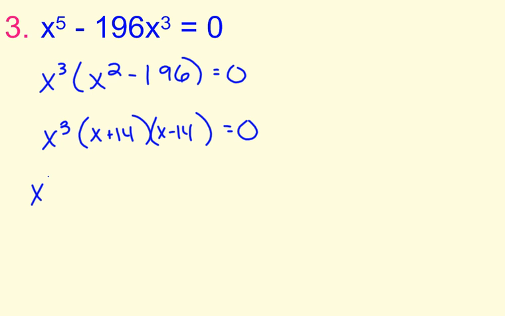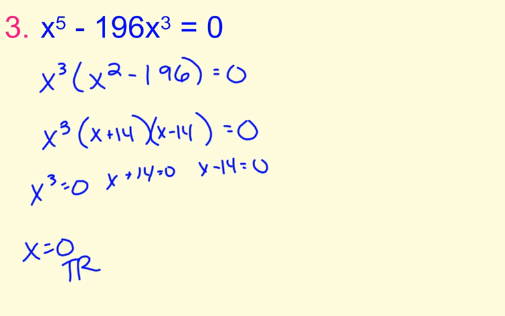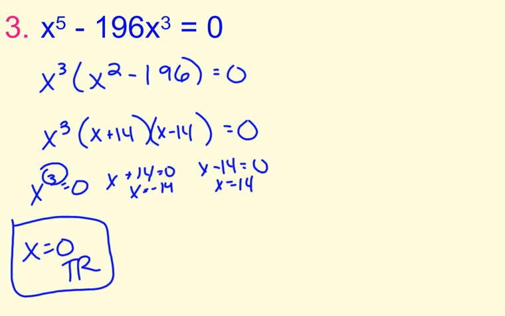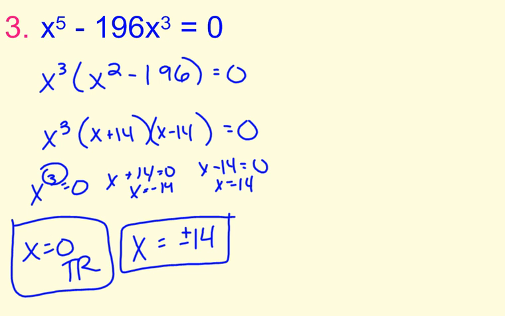So now I have x cubed equals 0, x plus 14 equals 0, x minus 14 equals 0. So we get x to be 0 as a triple root again, because we had 3 roots there. And then we're going to get negative 14 here, right? And positive 14. And because we like to be fancy, we're going to probably write that as plus or minus 14. You don't have to, but that's a more concise way to write it. So if you want to do it like that.